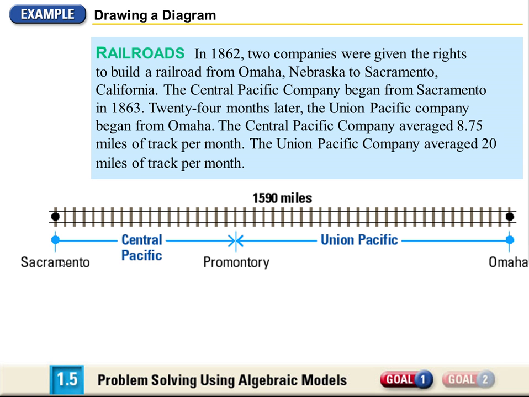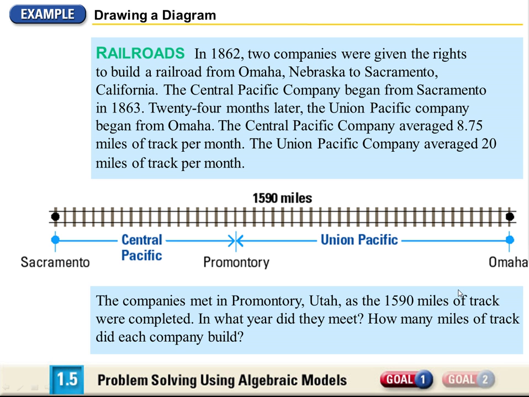So there's the information. What we're trying to find, if the total distance they covered was 1,590 miles, is first of all, in what year did they meet? Then, if we know the year in which they met, we could pretty easily find out how many miles of track each company built. So first of all, we just want to find when they met. We have to set up some kind of a verbal model here.